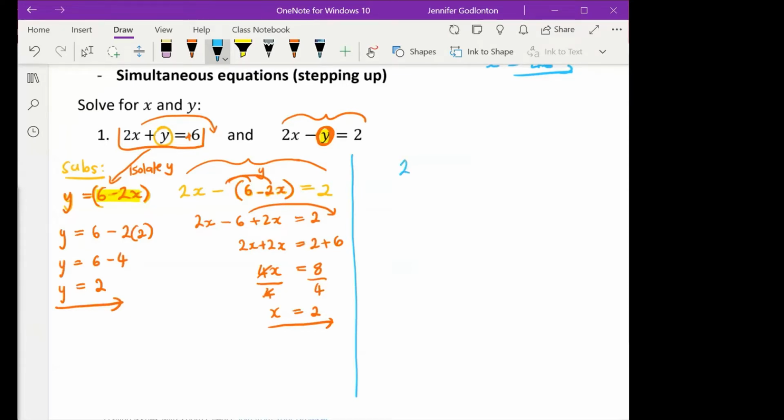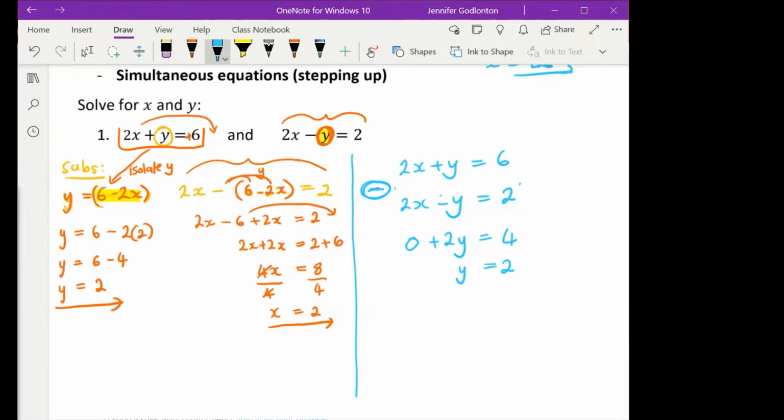So let's write 2x plus y equals 6, and then we've got 2x minus y equals 2. So I'm going to minus the one equation from the other. So 2x minus 2x is going to give me 0. Y minus negative y is going to give me 2y. 6 minus 2 is going to give me 4. And so y is going to be equal to 2.